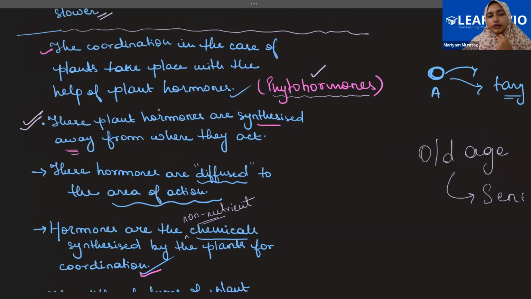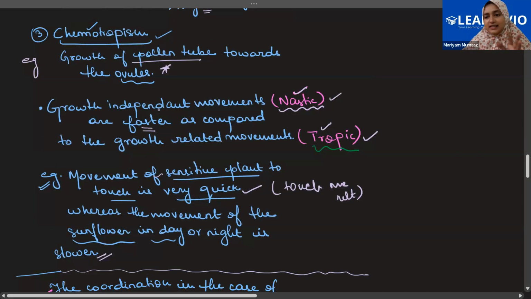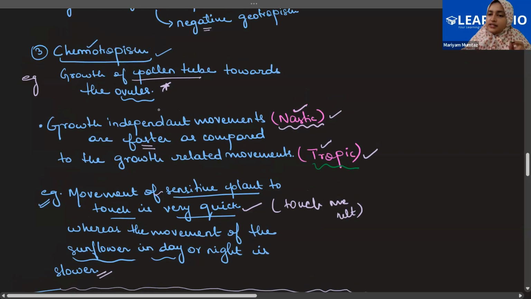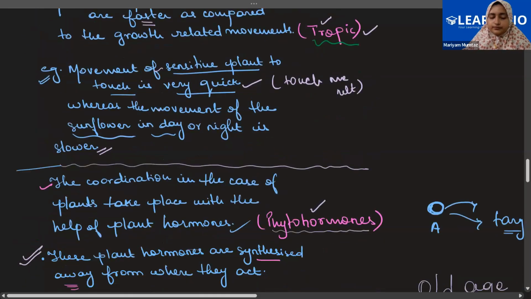All right. So all of these things I've taught you, which is faster, nastic or tropic. Was there anything left? What is the last thing you've written in your notebook? Movement of sensitive plant to touch is very quick, whereas the movement of the sunflower in day or night is slower.